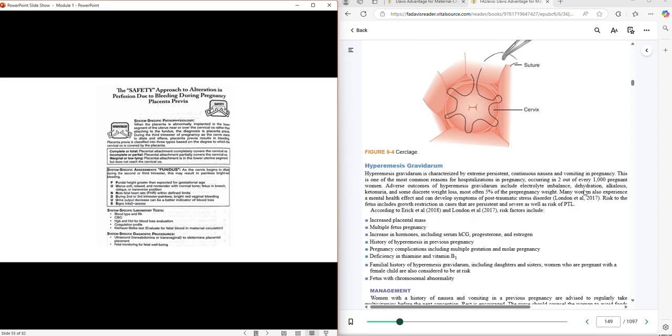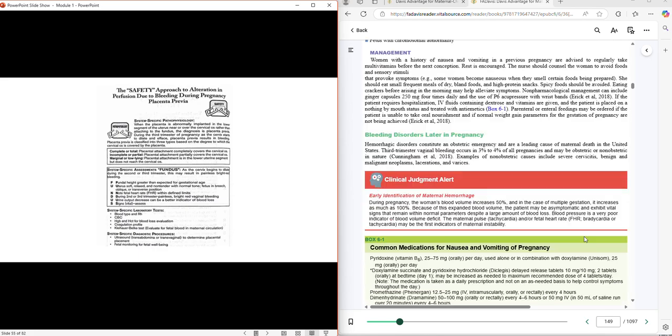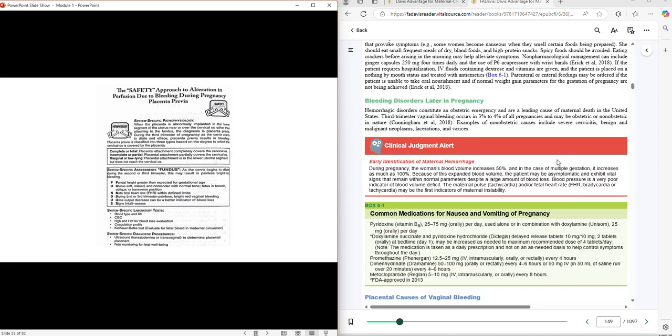Hyperemesis gravidarum is where you have severe nausea and vomiting throughout the pregnancy. You can read through that here. Bleeding disorders later in pregnancy, 3 to 4% of all pregnancies may have this. Some can lead to death, and some are just a cervicitis or a benign issue like a laceration on the cervix or a nicked capillary.